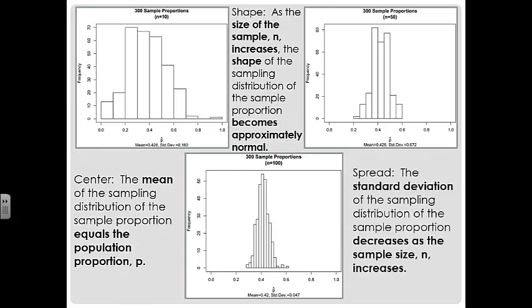And the spread, the standard deviation of the sampling distribution of the sample proportion, decreases as the sample size n increases. So your shape becomes closer and closer to normal. Your mean is going to equal the population proportion, and your standard deviation is going to decrease. All of these things happen as your sample size gets larger.